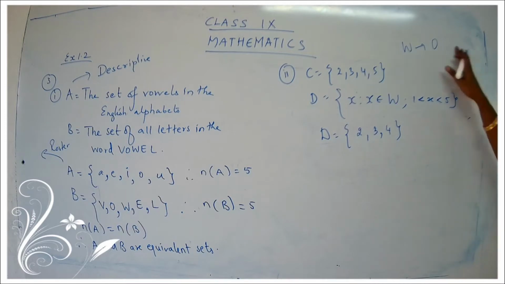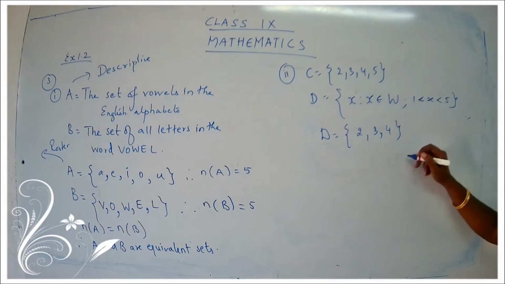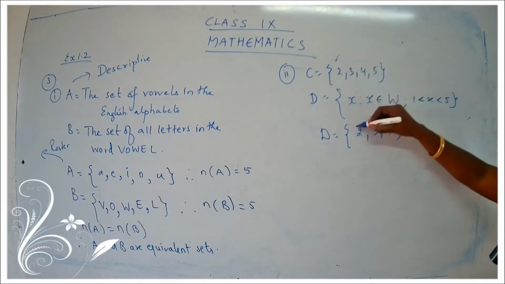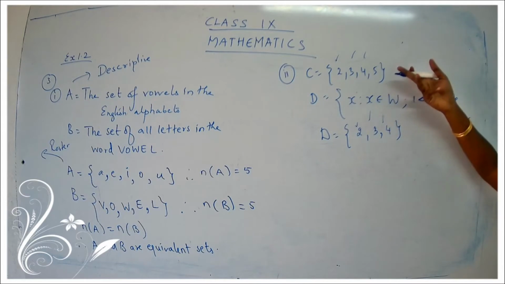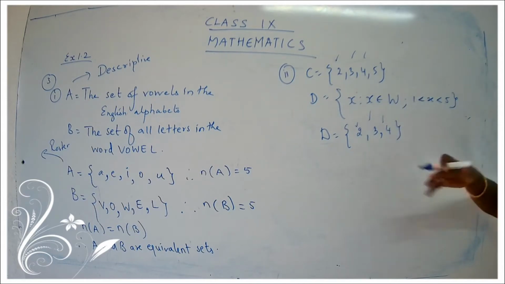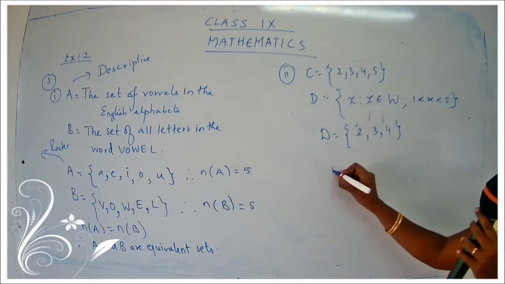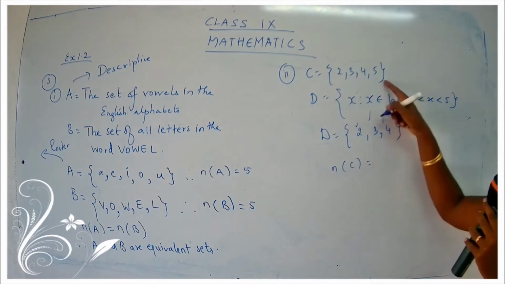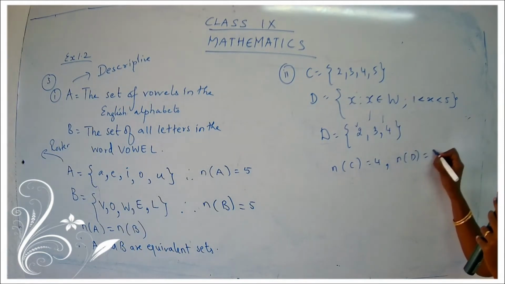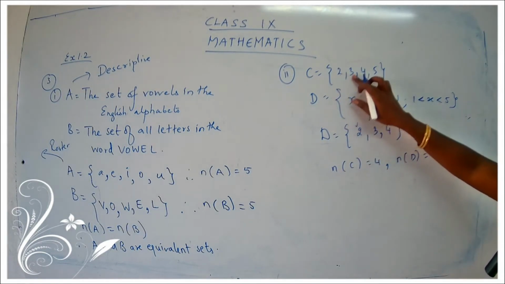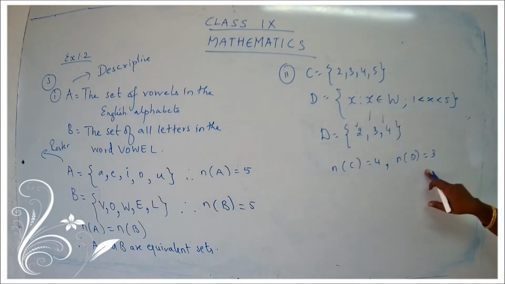Now let me write the numbers here. See, I cannot say that they are equal because I have 2, I have 3, I have 4. But what about 5? 5 is not present. That means these sets are not equal because 5 is missing. You say n of C is equal to 4, n of D is equal to 3. Numbers 1, 2, 3, 4. n of C is 4. n of D is 1, 2, 3. So n of D is 3.